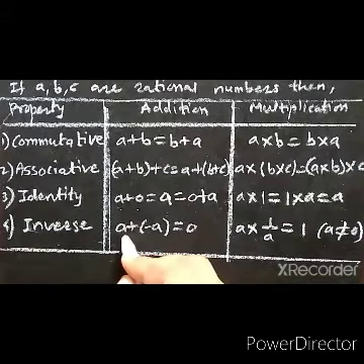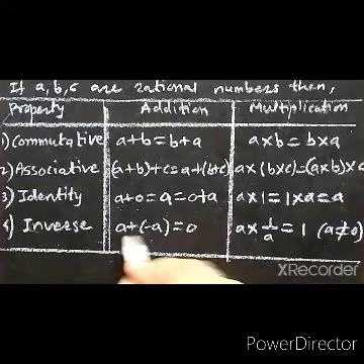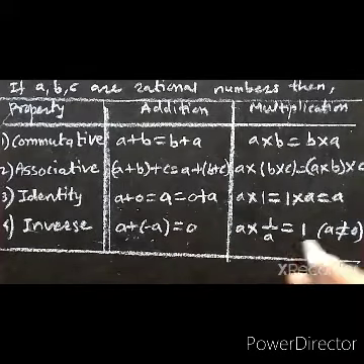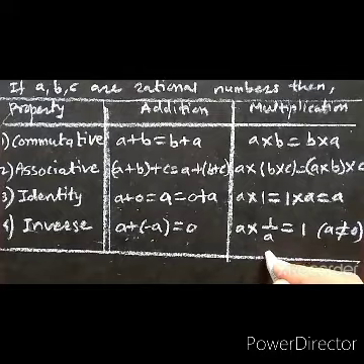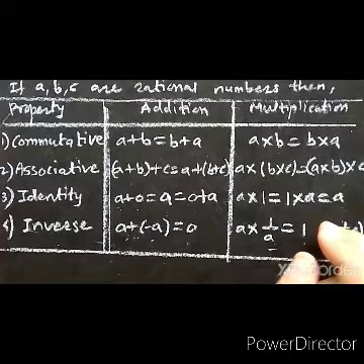Next, number 4, inverse. Inverse means we have to take its opposite number. A plus its opposite, that is minus A. A plus minus A, that is A minus A, is equal to 0. Now A into 1 upon A, that is A upon A, that is 1. But the value of A is not equal to 0. So these are the properties of rational numbers.